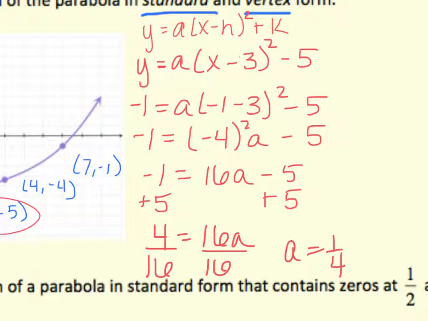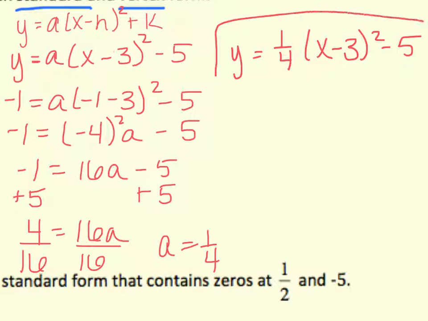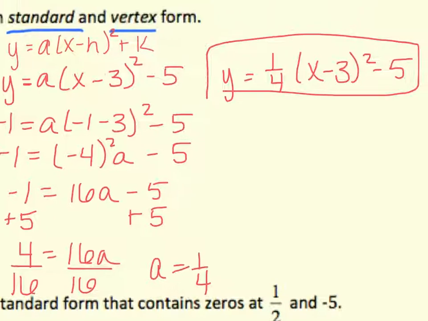So now for my final equation, I'm going to get rid of this a up here. It is going to be y equals 1/4 (x minus 3) squared minus 5. You could have said f of x instead of y. Either one would be fine. So this is vertex form.